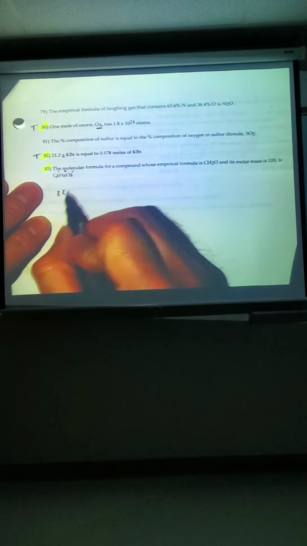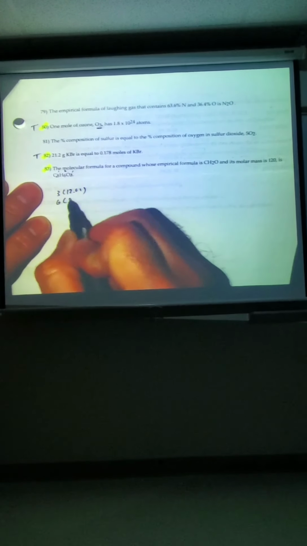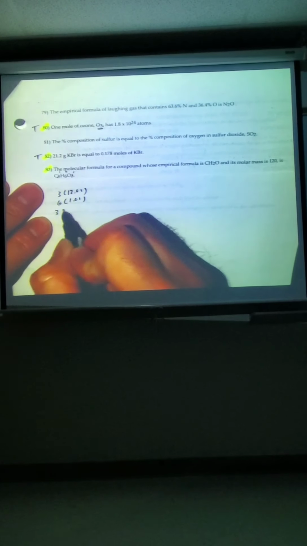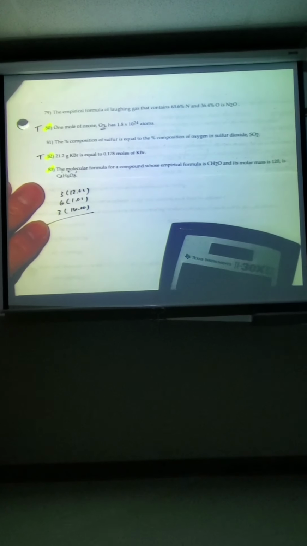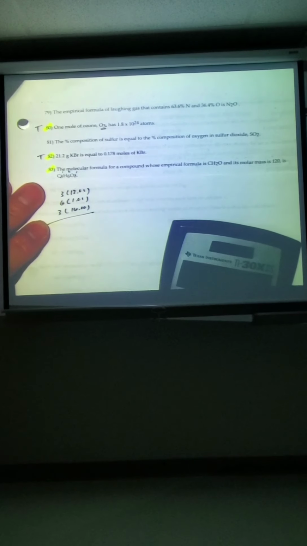Does it weigh 120? That would be 3 times 12.01 plus 6 times 1.01 plus 3 times 16. If that adds up to 120, then we're good. So 3 times 12.01 plus 6 times 1.01 plus 3 times 16 is 90.09. They say 120. So I say false.